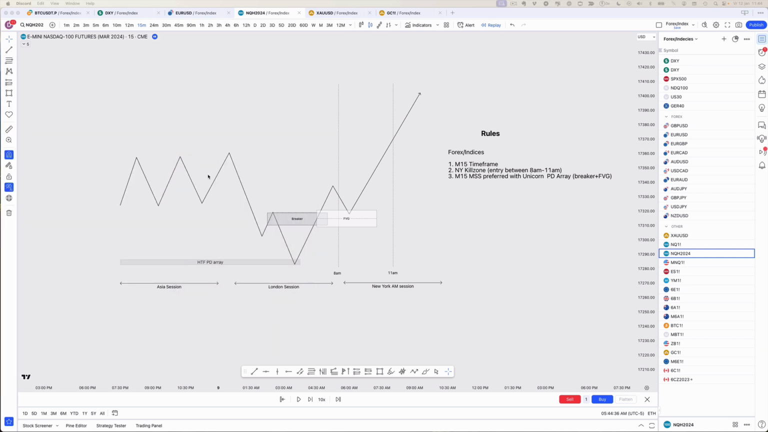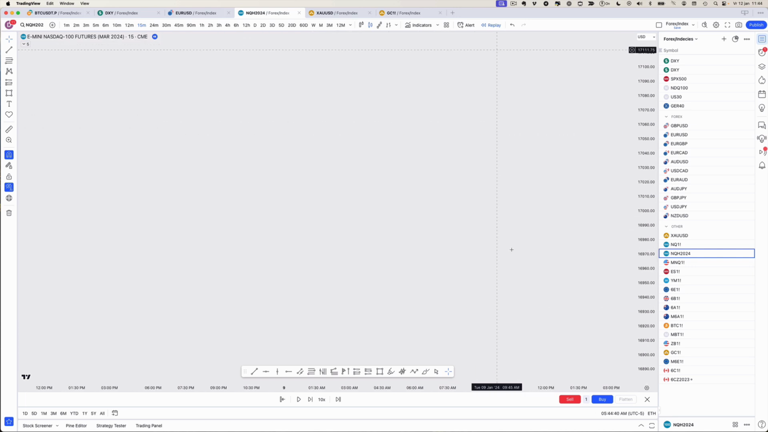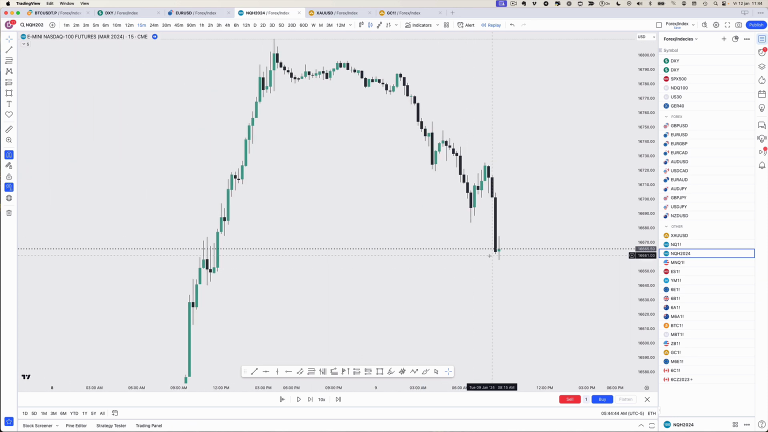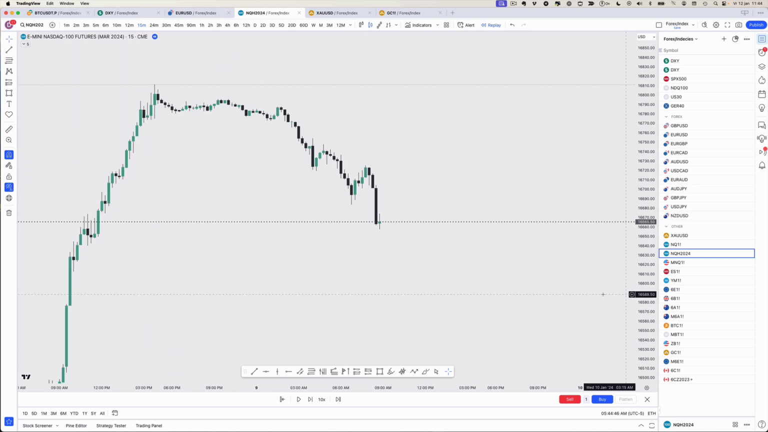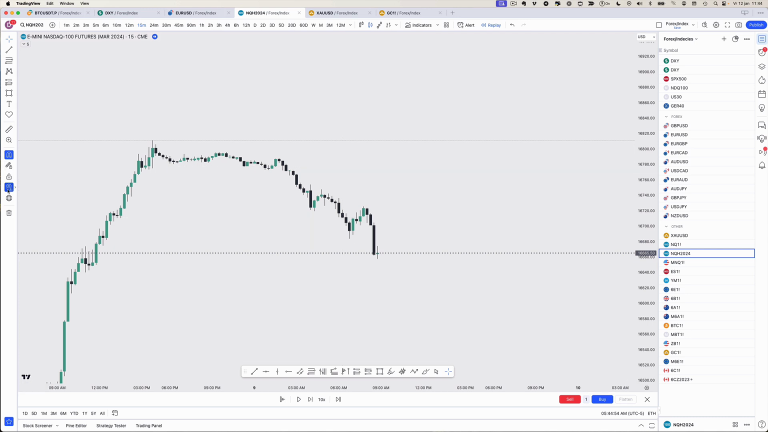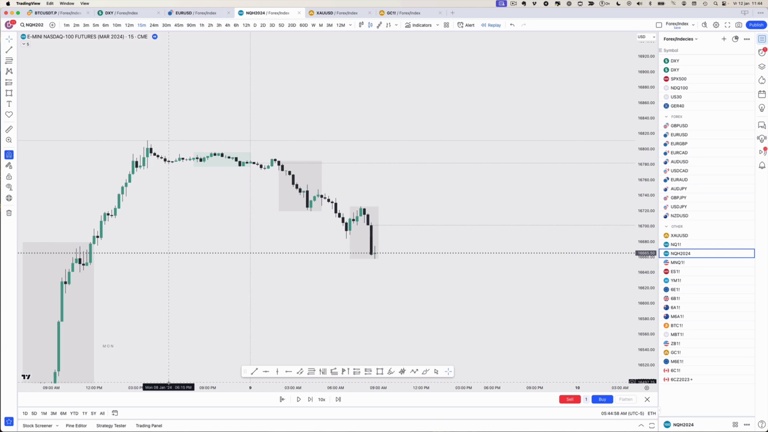So if we go to the chart, let me give you the example on Tuesday. This one, if you want to look it up in your own chart, Tuesday, the 9th of January. And we had this move. Let me put on some kill zones and the indicator.